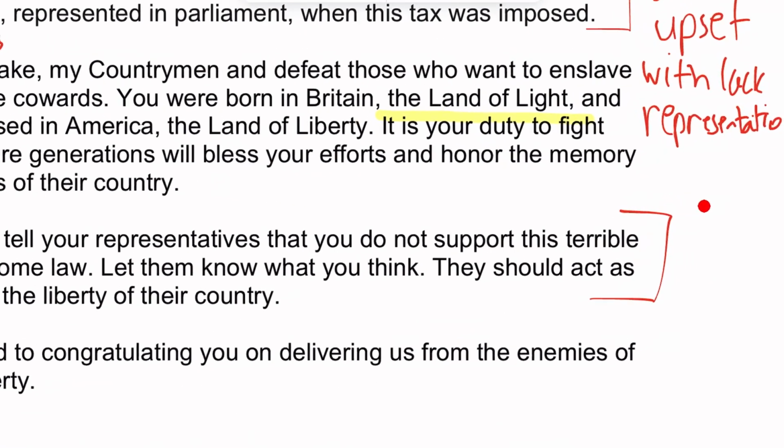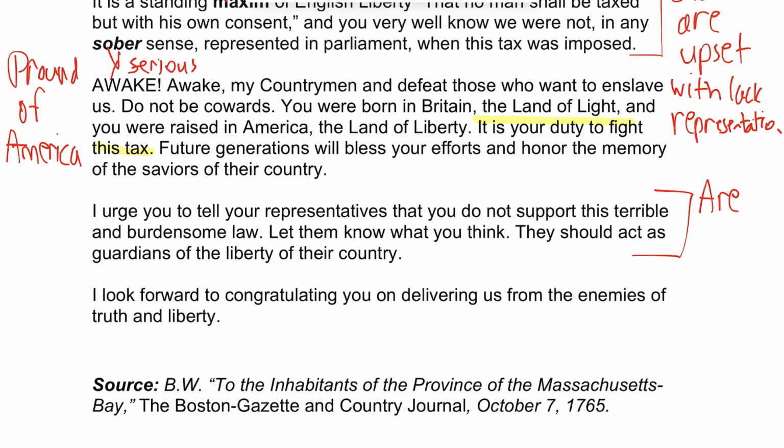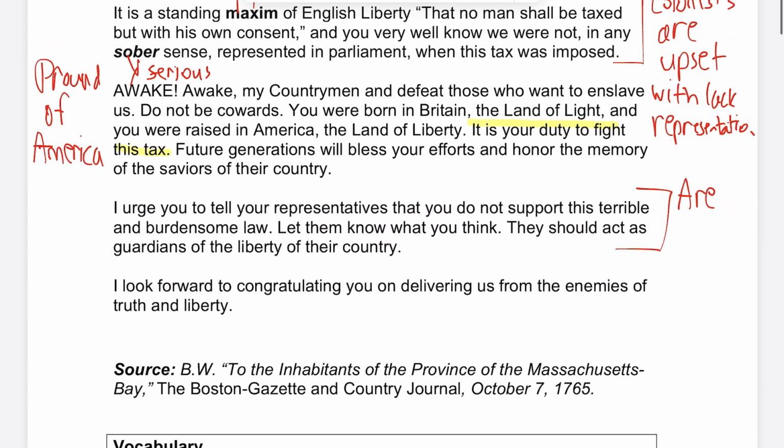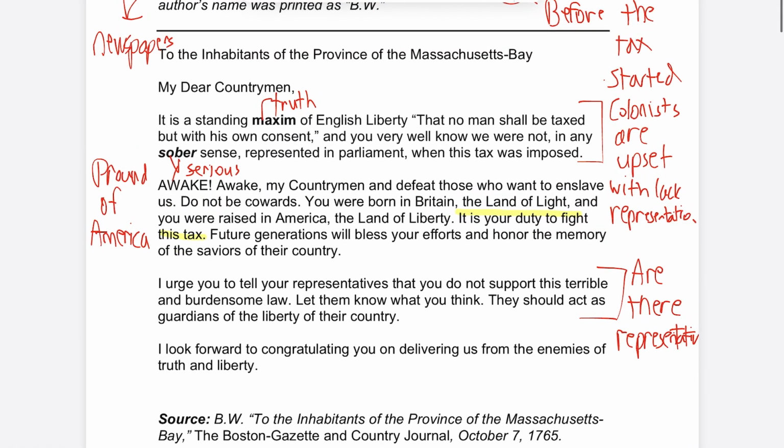So I'm a little bit stumped here. Are there representatives? Are there not? Based on this letter, it sounds like they might have them. I think we're unclear. Because if there are representatives, sorry, it's cut off a little bit, well, maybe that changes whether the colonists should or should not be upset.